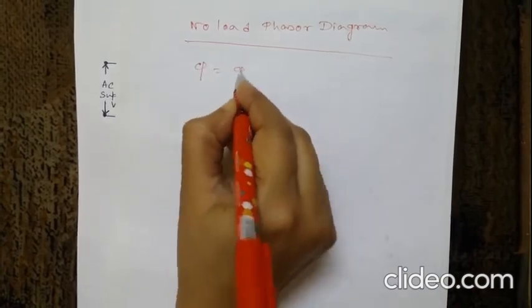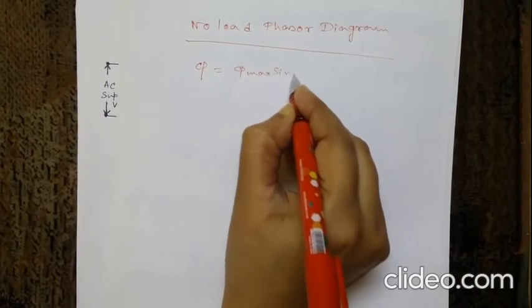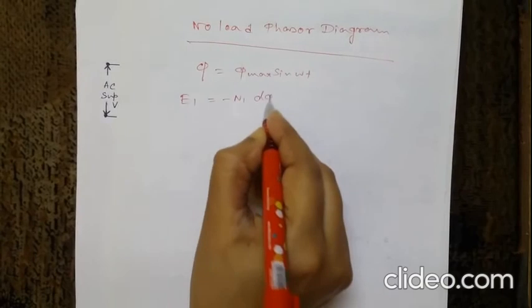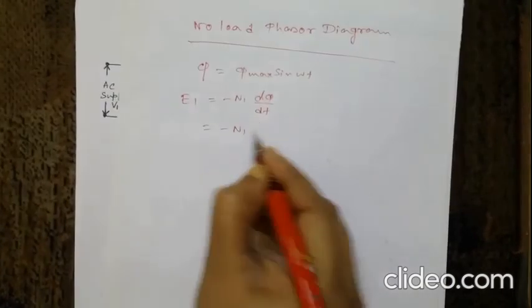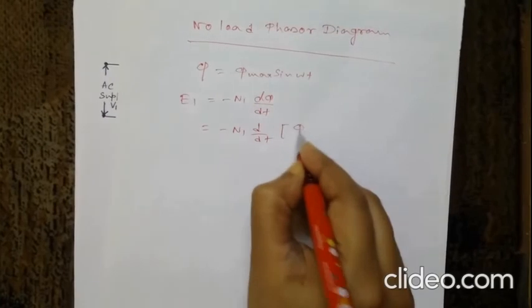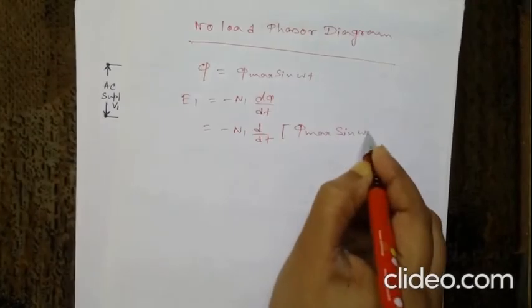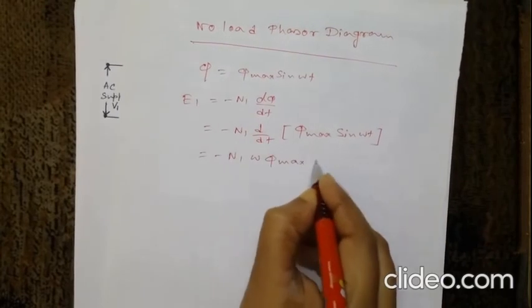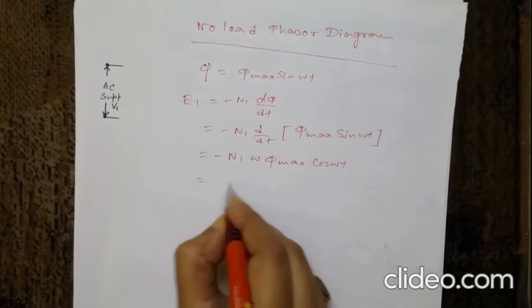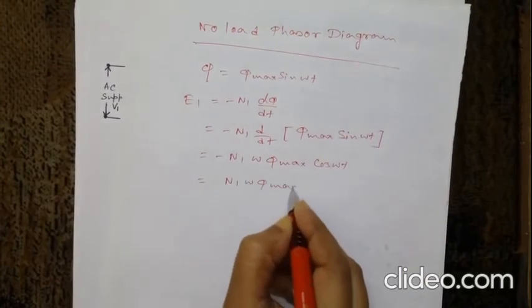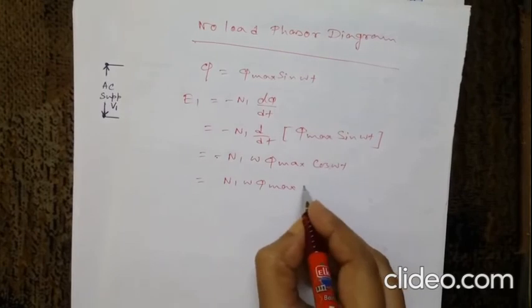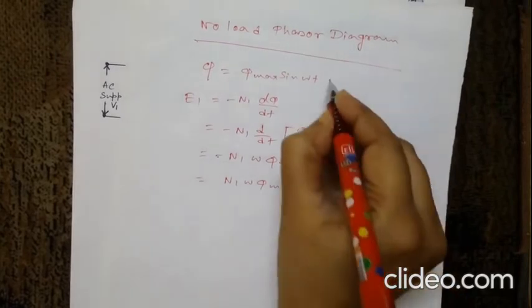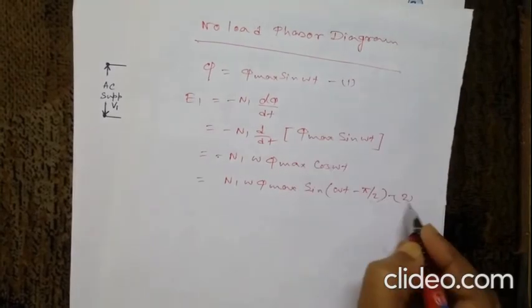We know that phi equal to phi max sine omega t and E1 equal to minus N1 d phi by dt. So put this value: N1 d by dt of phi max sine omega t, equal to minus N1 omega phi max cos omega t. Now you can write phi max minus cos omega t, so we can write sine omega t minus pi by 2. This is equation 1, and this is equation 2.